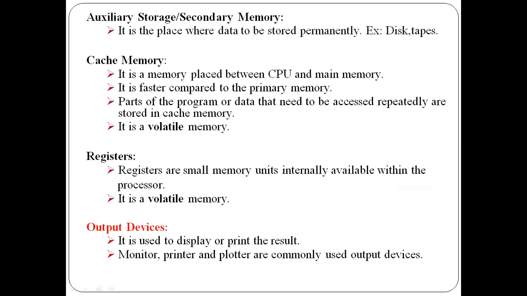Next, coming to the secondary memory, the data will be stored permanently. Cache memory is a memory between CPU and main memory, and it's a volatile memory. Registers are small memory units that are present in the processor.